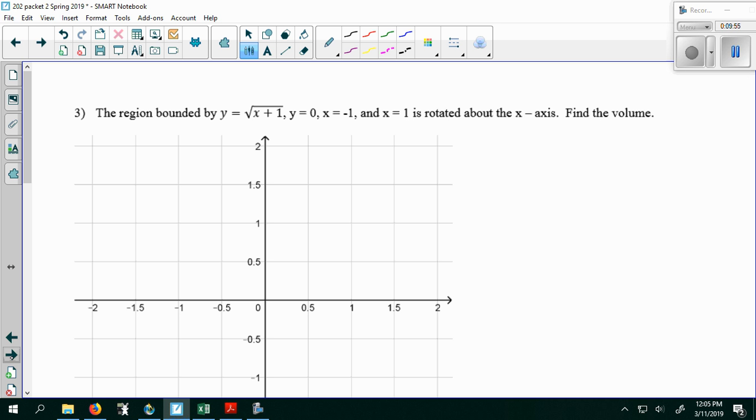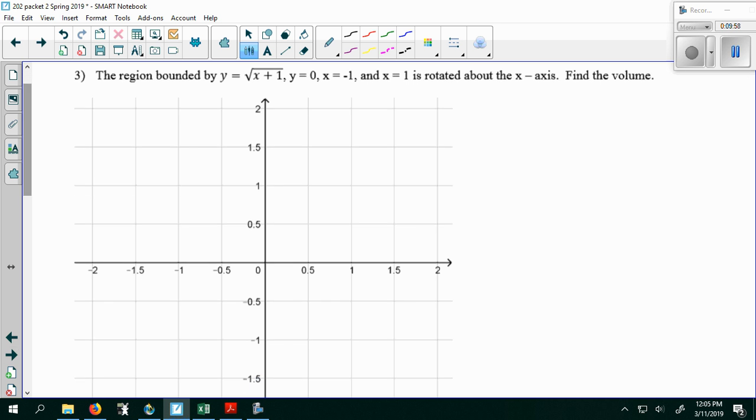All right, the region bounded by y equals square root of x plus 1, y equals 0, x equals -1 and x equals 1, rotated about the x-axis. Okay, so square root of x plus 1. If I plug a -1 in there, I get 0. If I plug a 0 in there, I get 1. And if I plug a 1, I get the square root of 2.